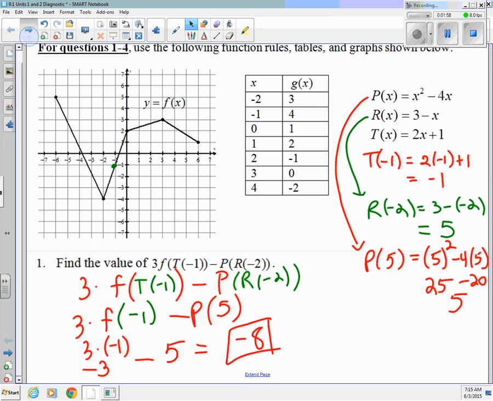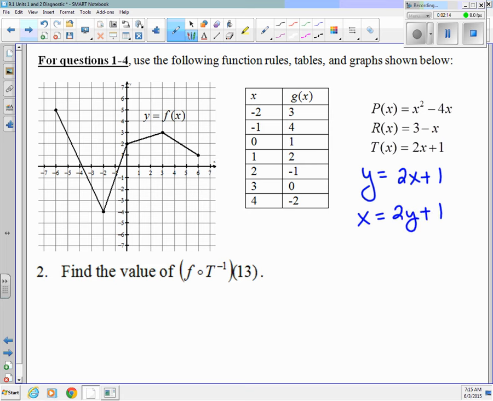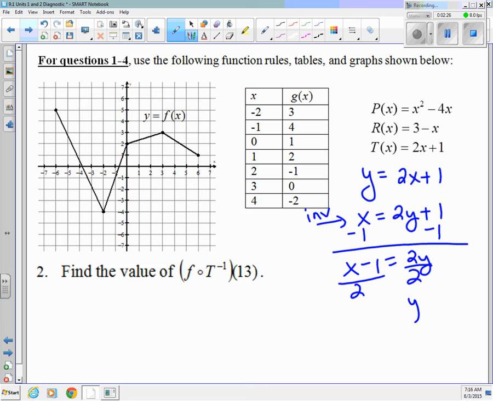Done. Okay, number 2. We want to find the value of f of t inverse of 13. Well, we have to really find t inverse. So if I have y equals 2x plus 1, I want to invert that so I switch the roles of x and y. So this would be the inverse. And I can solve this for y, so I'll subtract 1 from both sides. I get x minus 1 equals 2y, and divide by 2, and I get y equals (x minus 1) over 2. That's t inverse.